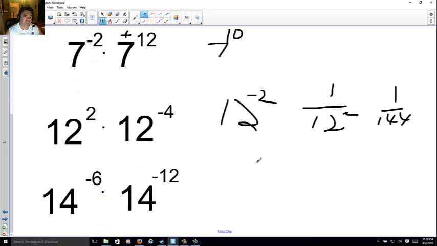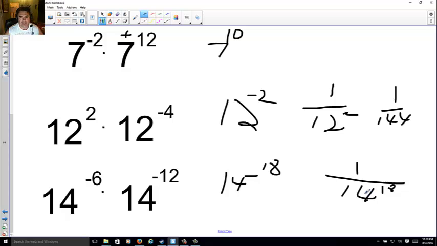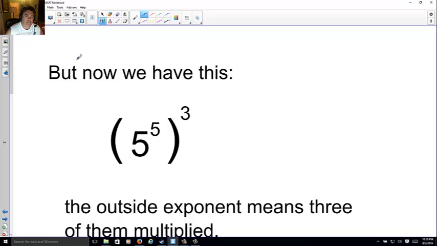I'll take any of them. This one here, negative 6 plus negative 12 is negative 18, which is going to make 1 over 14 to the 18th. I have no idea what 14 to the 18th power is. I'm sure it's really large. But now we have this.